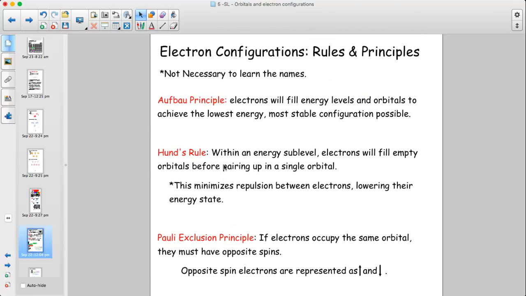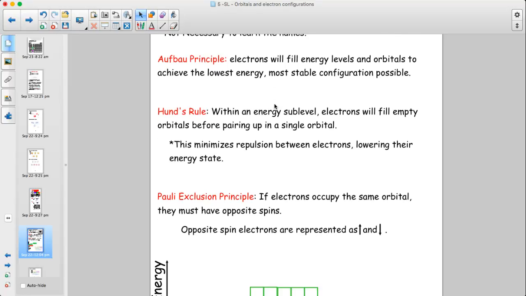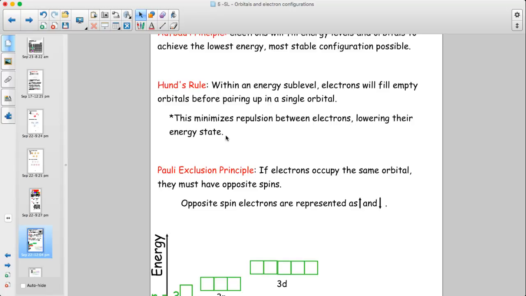Okay, some principles about filling up and doing electron configurations. You don't have to know these names, but these are the general ideas. Electrons will always fill energy levels and orbitals to achieve the lowest energy, most stable configurations possible. Hund's rule says that within a sublevel, so within those p orbitals, electrons will always fill up empty orbitals before pairing up inside of a single orbital.